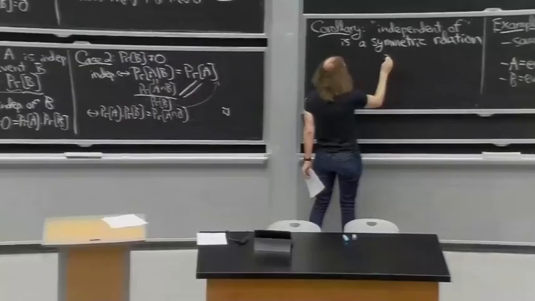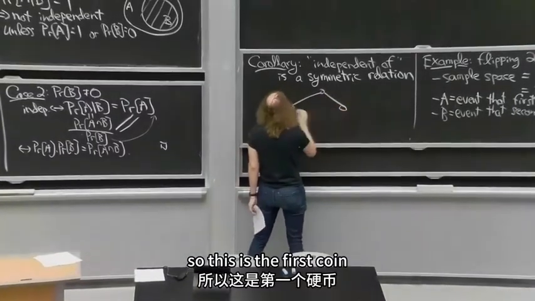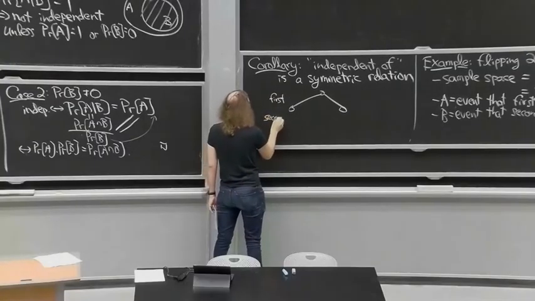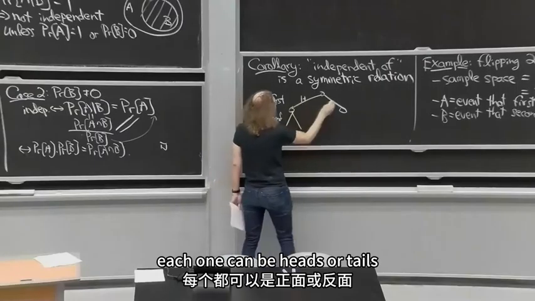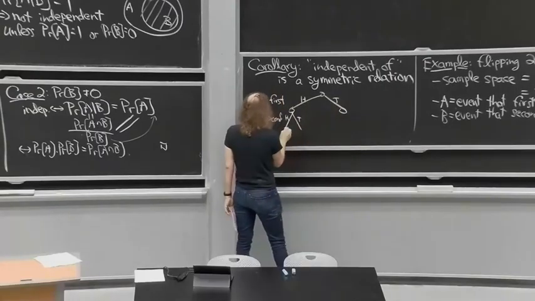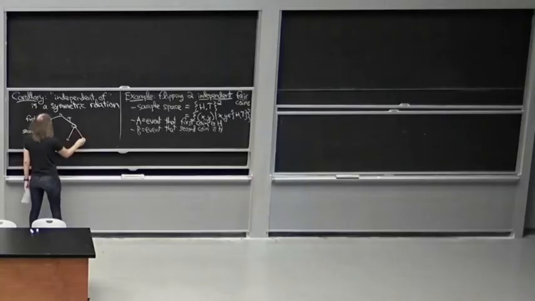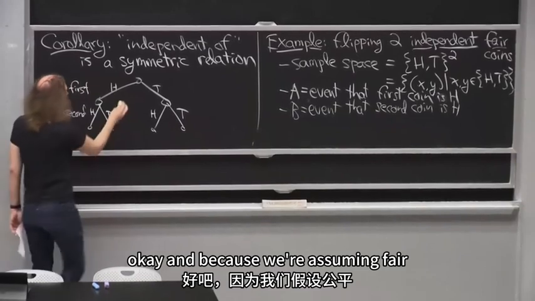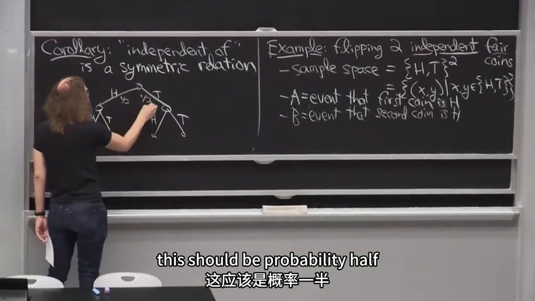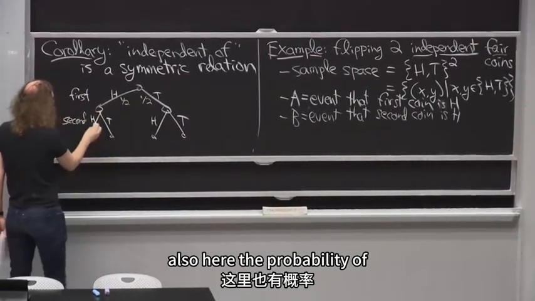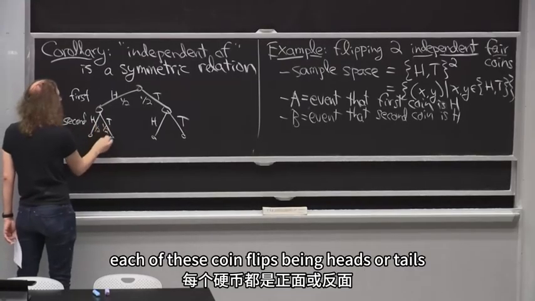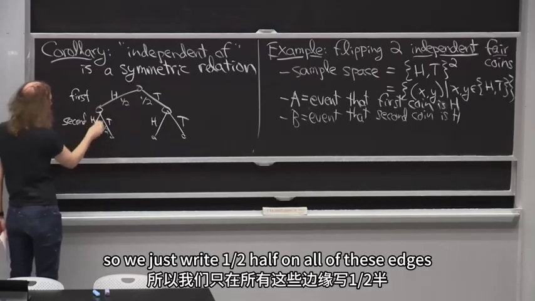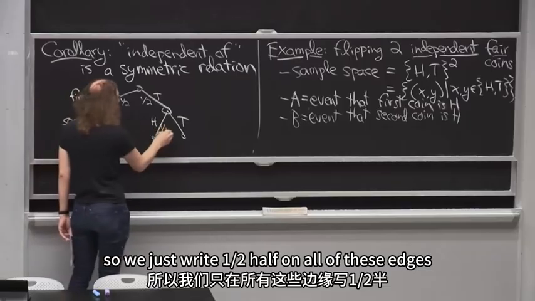I'm going to draw a tree here. So this is the first coin, and this is the second coin. Each one can be heads or tails. Okay, and because we're assuming fair, this should be probability half, this should be probability half. Also here, the probability of each of these coin flips being heads or tails, given the previous one, it doesn't matter that the first one happened, so we just write a half-half on all of these edges.